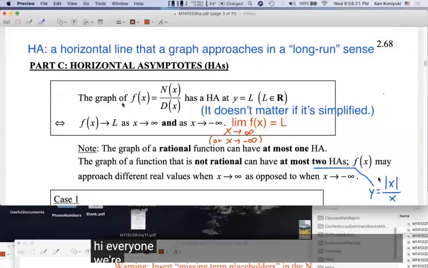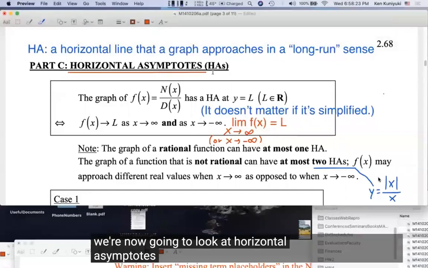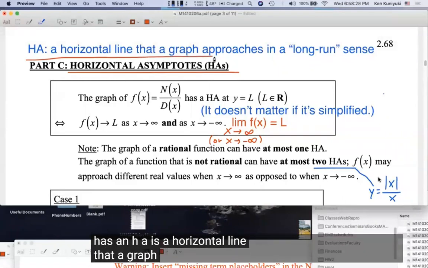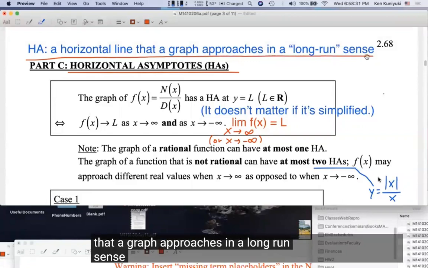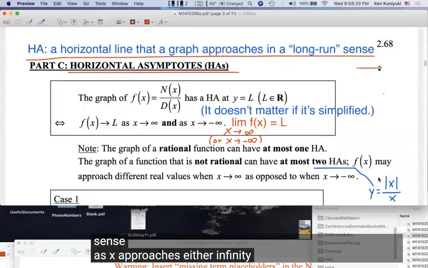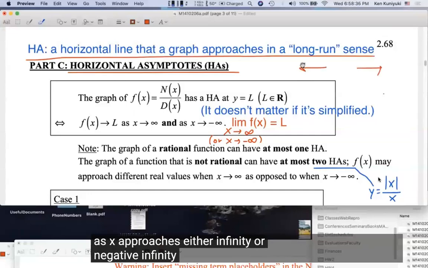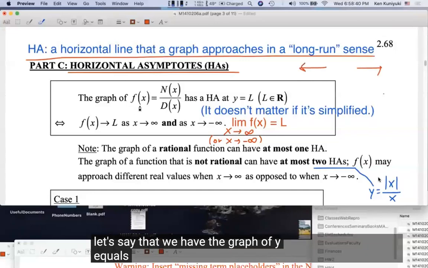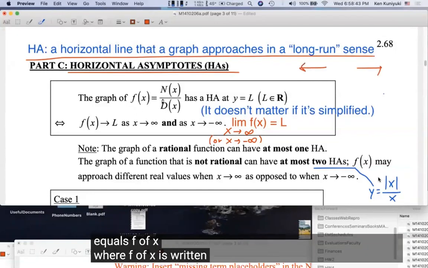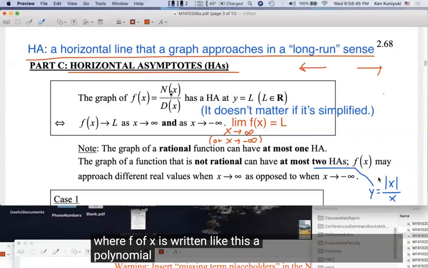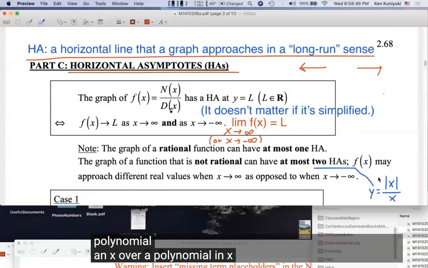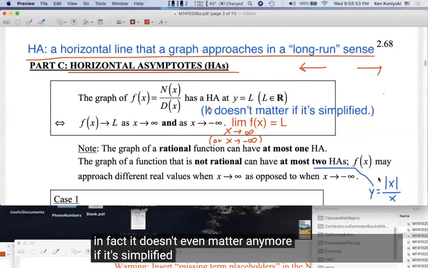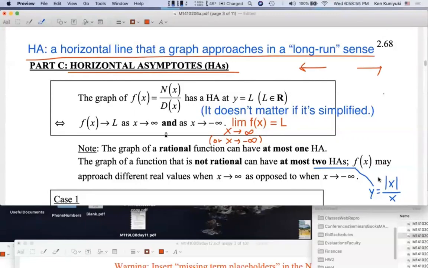Hi, everyone. We're now going to look at horizontal asymptotes, HAs. An HA is a horizontal line that a graph approaches in a long-run sense as x approaches either infinity or negative infinity. So let's say that we have the graph of y equals f of x, where f of x is written like this: a polynomial in x over a polynomial in x, not 0. In fact, it doesn't even matter anymore if it's simplified.